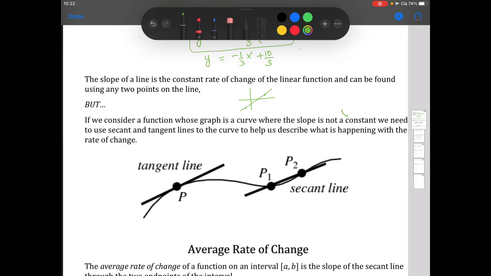to help us describe what is happening with the rate of change. So basically, if I draw a tangent to the curve, a tangent is a line that touches the curve at one point. That's your instantaneous rate of change, which, I don't know if you know it, is called the derivative. And a secant line is where you pick 2 points on the curve and find the slope, which is also known as your average rate of change.